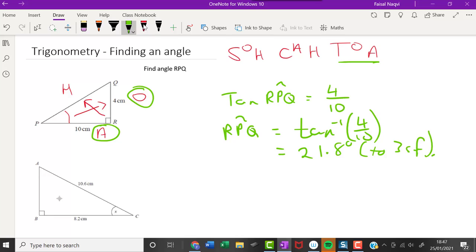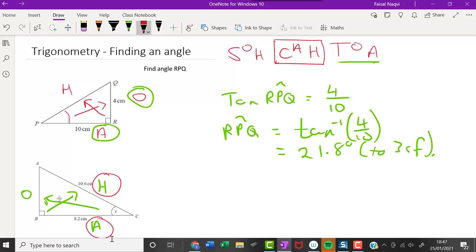For the second one, I've got to find angle X. Again, I label up my triangles first. So I've got my hypotenuse, I've got my opposite and my adjacent. I have my hypotenuse and I have my adjacent. So the trig ratio with A and H in it is going to be CAH. So I know that the cos of my angle X is going to be my adjacent divided by my hypotenuse. So it's going to be 8.2 divided by my hypotenuse, 10.6.